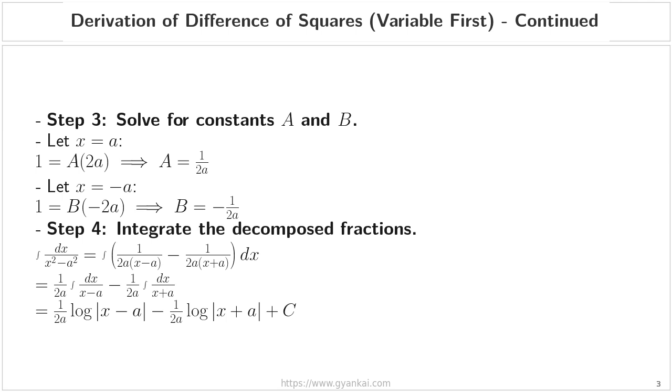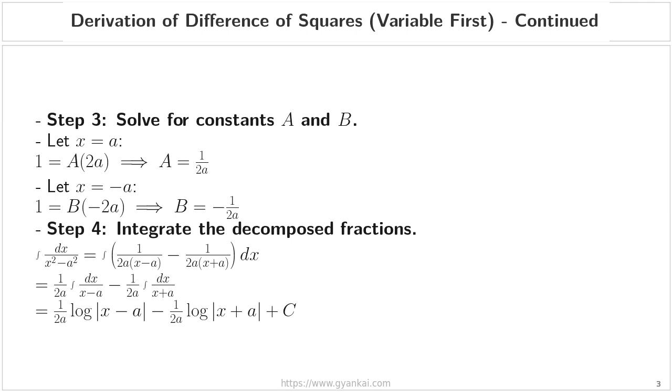Let's move on to step 4, where we integrate the decomposed fractions. We had previously expressed 1 over x squared minus a squared as the sum of two fractions, 1 over 2a times x minus a plus 1 over 2a times x plus a. Now we can integrate each of these terms separately. So, the integral of 1 over x squared minus a squared dx is equal to the integral of 1 over 2a times x minus a dx, minus the integral of 1 over 2a times x plus a dx.